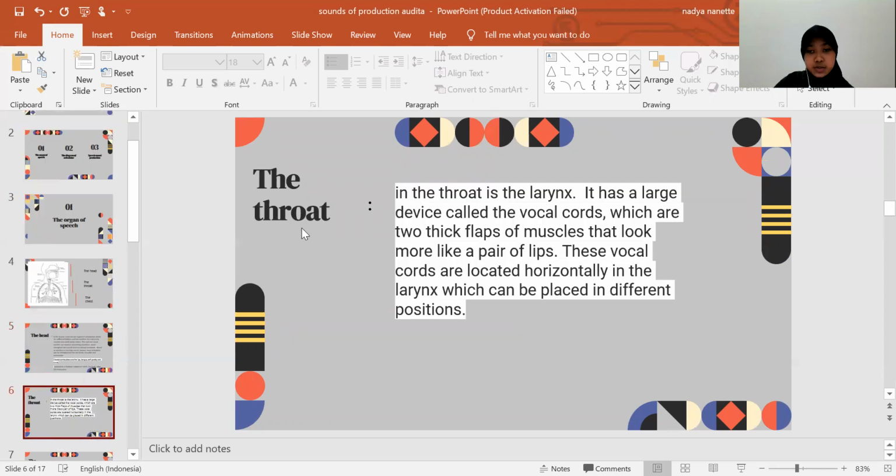Second is the throat. In the throat is the larynx. It has a large device called the vocal cords, which are two thick flaps of muscles that look more like a pair of lips. These vocal cords are located horizontally in the larynx, and can be placed in different positions.